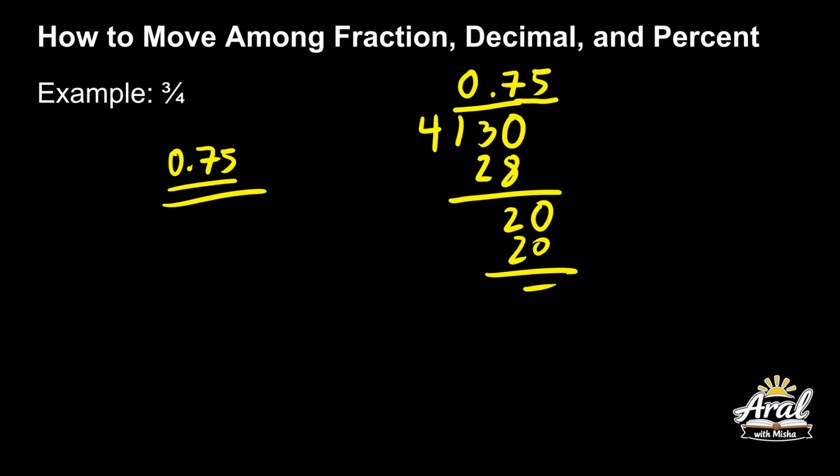If you're gonna make it a percent, you just multiply this decimal by 100. It will turn into percentage. So that's actually 75%. Okay?